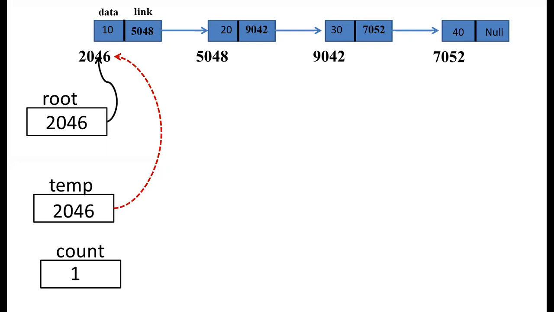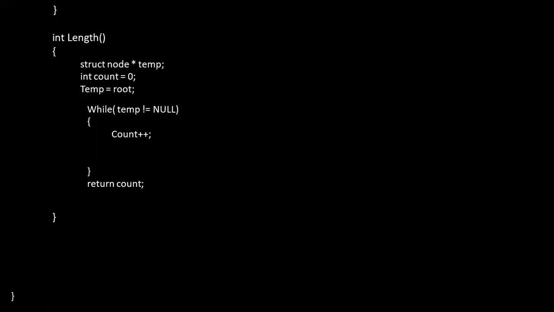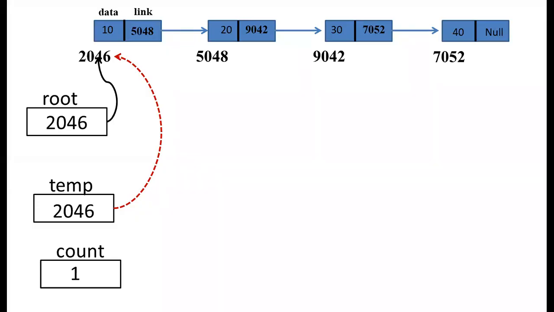So after counting the node, what we need to do? We need to send the control to the next node. That is, we need to bring this control to the second node. So how can we do that? Here, temp to link value we need to assign to temp. That is, the next node address we need to store in temp. So here the temp to link, what is it? It is 5048. So that 5048 will be stored now into the temp variable, so that the temp will be pointing to this node.